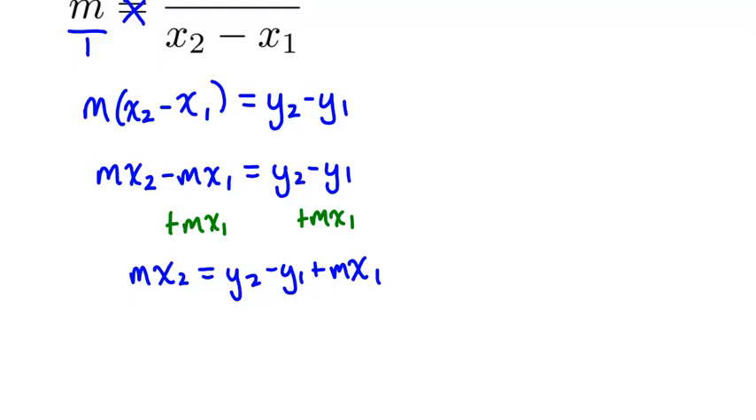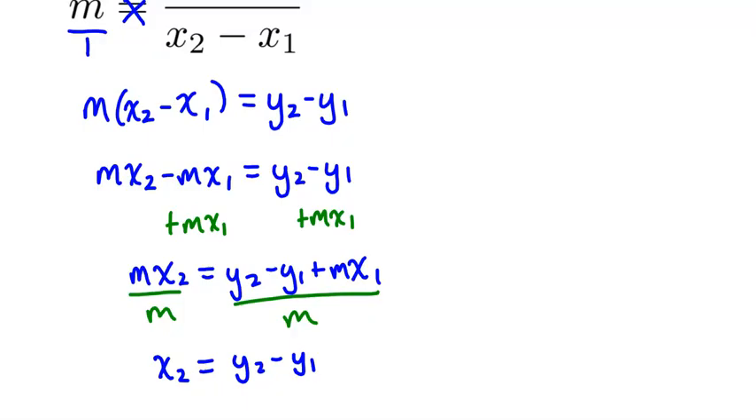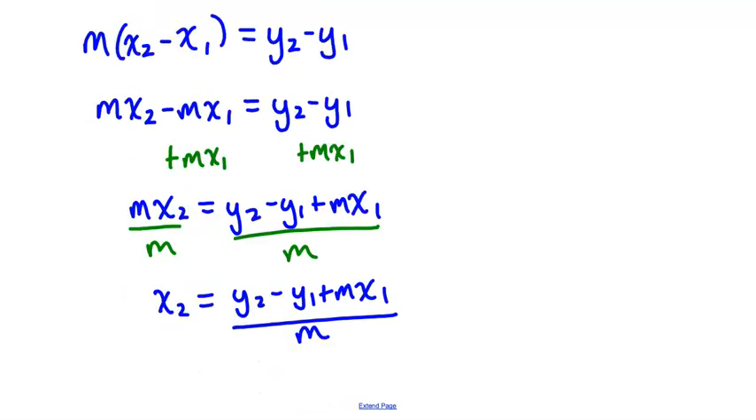I'll scroll down because we need one more step here, which is to divide both sides of the equation by m. We get x sub 2 equals y sub 2 minus y sub 1 plus m times x sub 1, all over m. We've rearranged the slope formula to now solve for x sub 2. And here we see our answer.